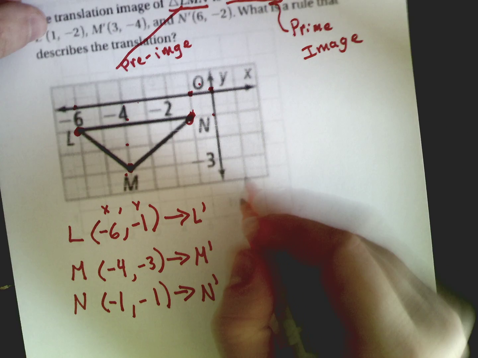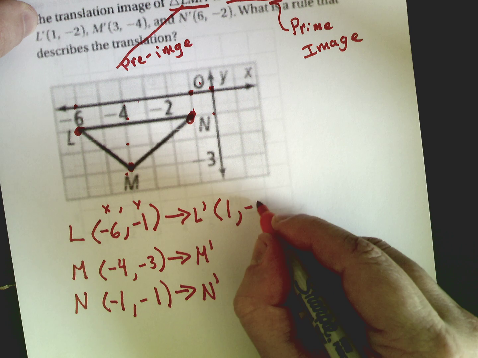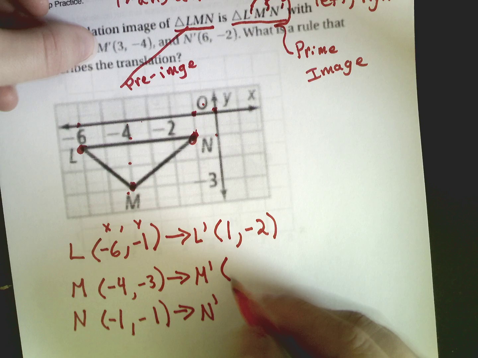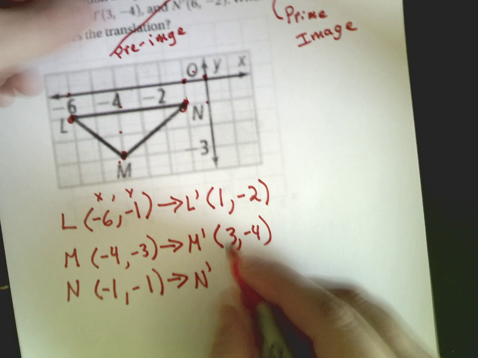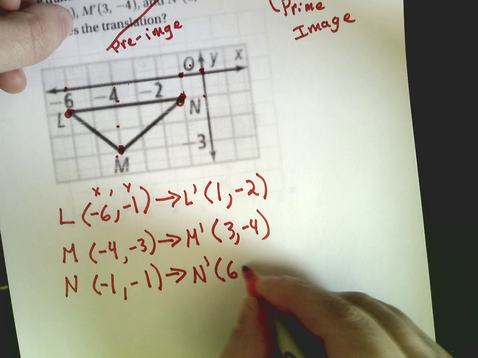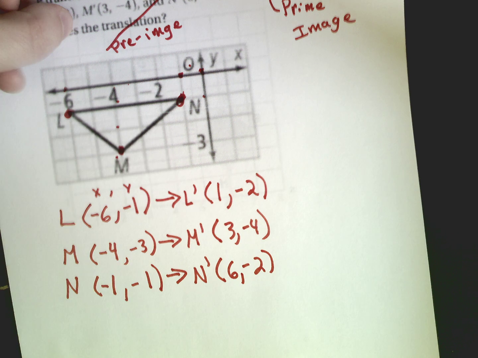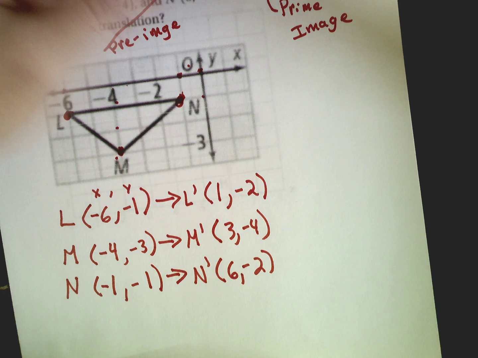Now these, I'm going to use here their information. L prime is 1, -2. They give me this up here in the directions. M prime is 3, -4. And finally, N prime is 6, -2. Now here's what I'm going to do. Now I'm going to tell you a little secret to this problem.